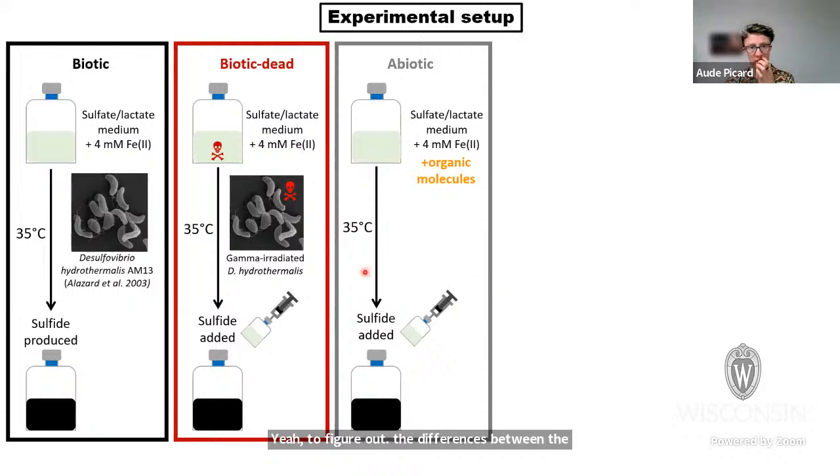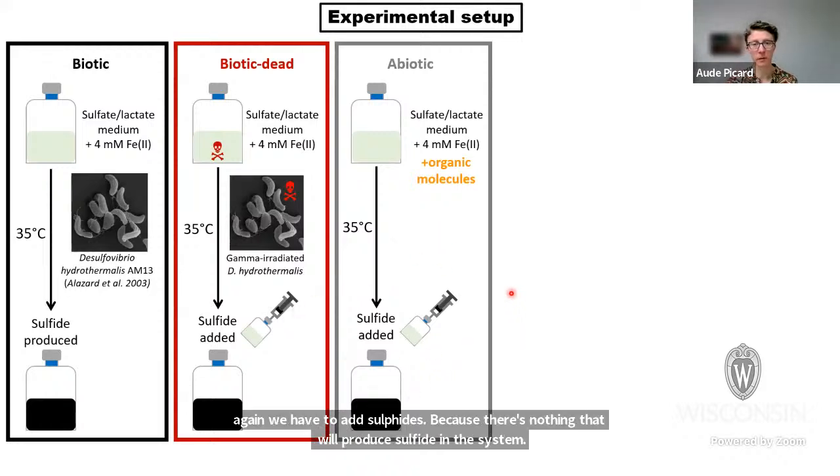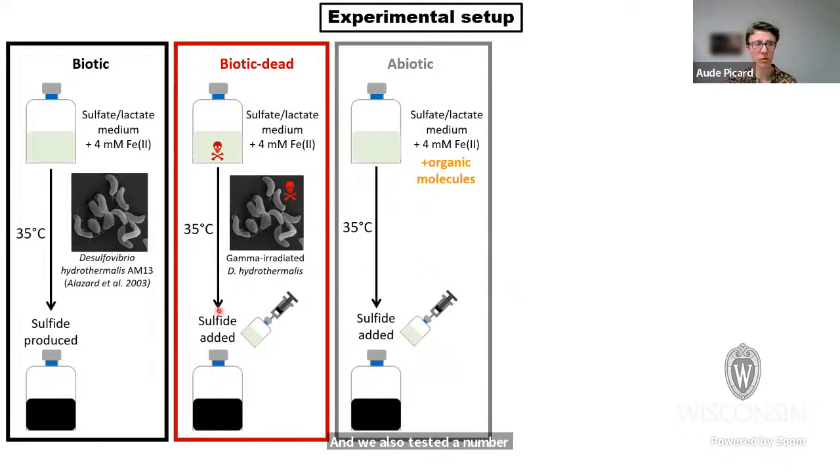So again, we have to add sulfide because there's nothing that will produce sulfide in the system. And we also tested a number of rates of addition. Obviously, it's very difficult to reproduce that diffusion happening from inside the cell to outside the cells. But here we tested different additions, so just adding all the sulfide at once or adding drop by drop, trying to reduce the rate.